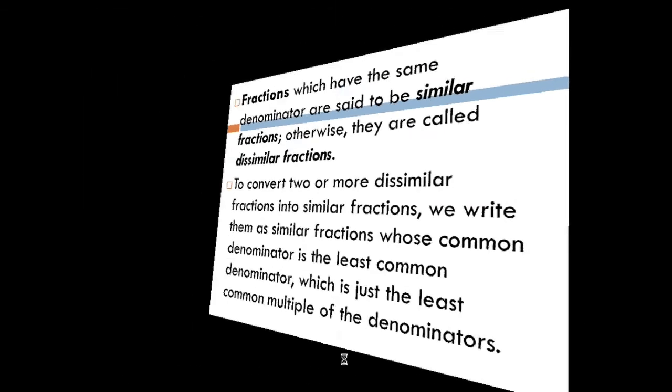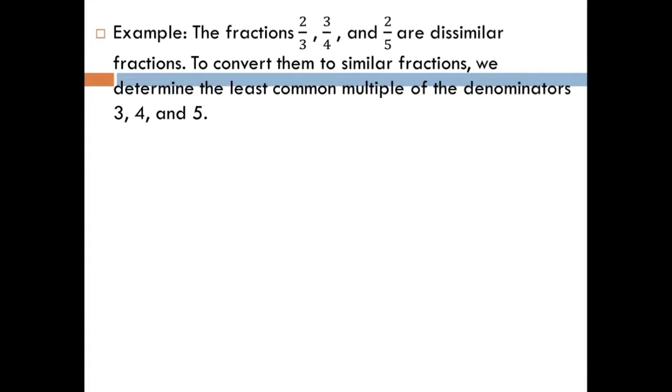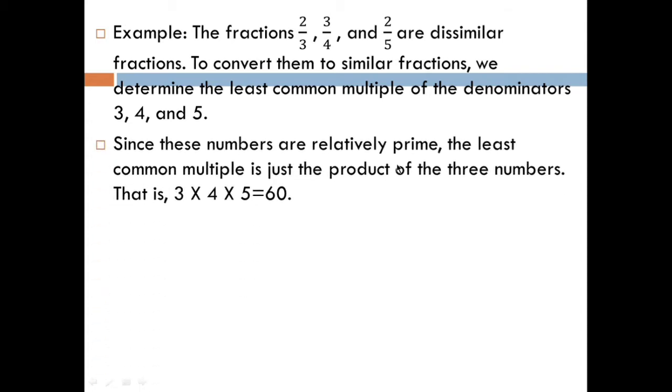Okay? Next. For example, the fractions 2/3, 3/4, and 2/5 are dissimilar fractions. As you can see, the denominators are different: we have 3, 4, and 5. To convert them to similar fractions, we determine the least common multiple of the denominators 3, 4, and 5. So, let's first find the LCM or LCD. What is the LCM between 3, 4, and 5? Since these numbers are relatively prime, the least common multiple is just the product of the three numbers. That is 3 times 4 times 5, which is 60.